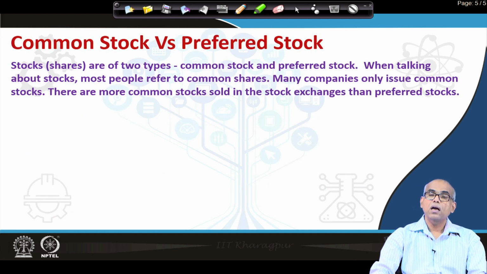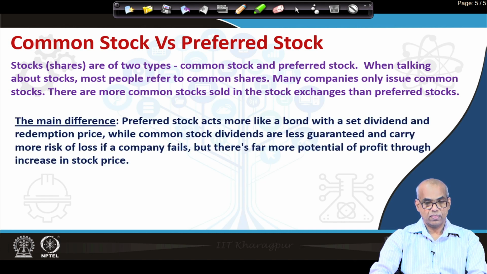Stocks or shares are commonly of two types, common stock and preferred stock. When talking about stocks, most people refer to common shares. Many companies only issue common shares or common stocks. There are more common stocks sold in the stock exchanges than preferred stocks. The main differences between the preferred stock and the common stock are as follows. Preferred stocks act more like a bond with a set dividend and redemption price, while common stock dividends are less guaranteed and carry more risk of loss if the company fails.